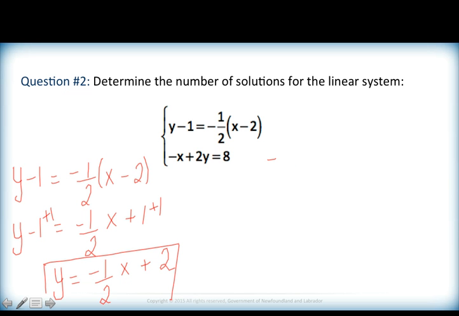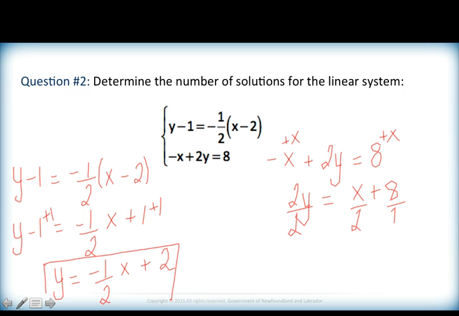We're going to proceed similarly in the second equation. Negative x plus 2y equals 8. We're going to put it in y equals mx plus b form. So we're almost there. We just have to move our x variable by adding x on both sides. So it's positive 1x. You're left with 2y equals x plus 8. Next, we'll have to divide everything by 2 in order to get that y variable isolated by itself. y equals 1/2 x plus 4.